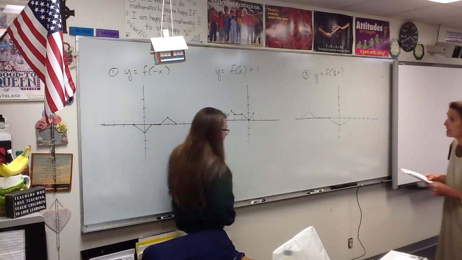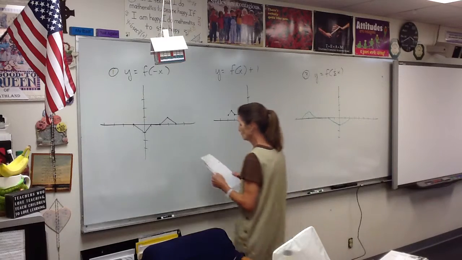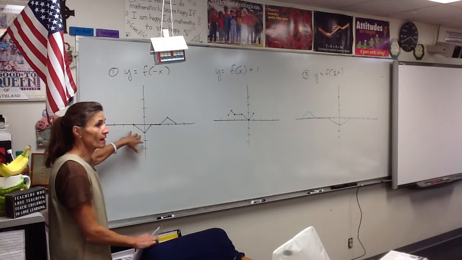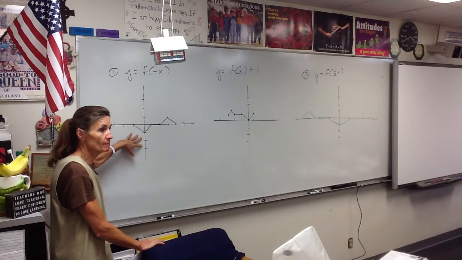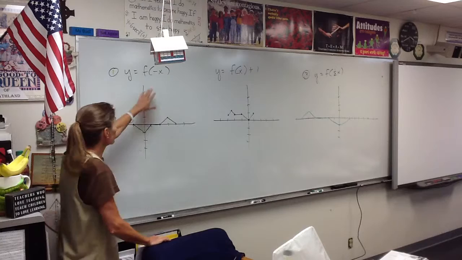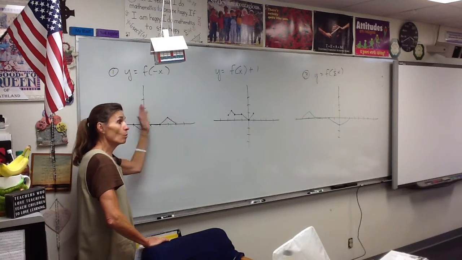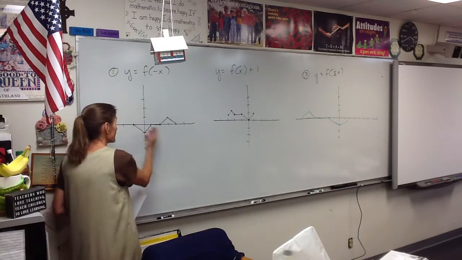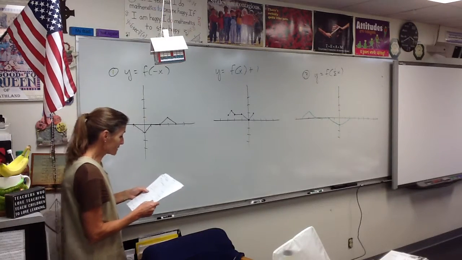All right, let's see how we did here. How about this first one, guys? Let's vote. Are we in agreement? This is what this looks like? Yes, because what does that negative do? Flips you across the y-axis. So what was on the left is now on the right and vice versa. Perfect. How about the second one?